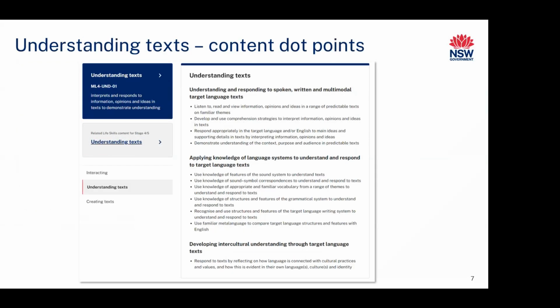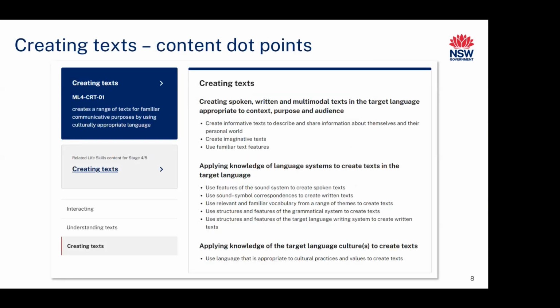Here is the stage 4 understanding texts outcome and its corresponding content headings and content dot points in stage 4. I'll let you read those. And these are the content headings and content dot points for the creating texts outcome in stage 4. Please note that creating texts applies to spoken, written and multimodal texts. You will see when we do our deep dive into a learning sequence for stage 4 French that we have addressed a variety of content dot points from each outcome to showcase what they look like in the classroom.